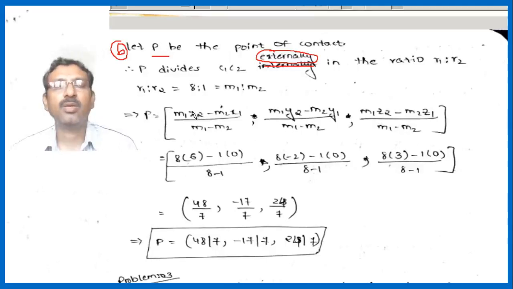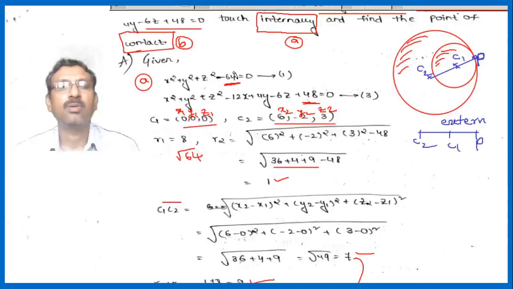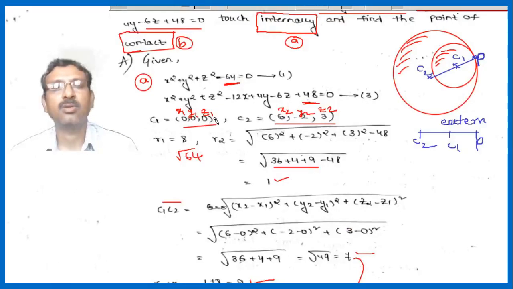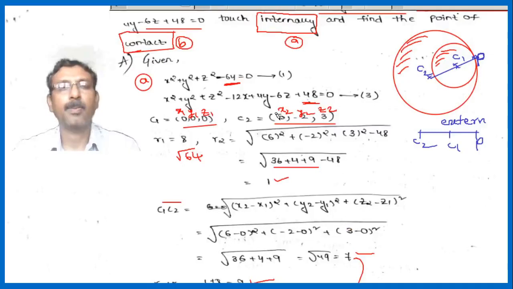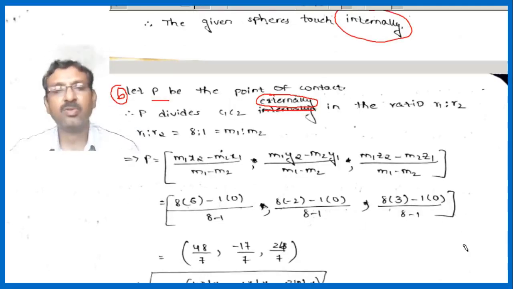Okay, we substitute x1 y1 z1 and x2 y2 z2 values over here. These values are here. So substitute these values: 8 into 6 minus 1 into 0, here 8 into minus 2 minus 1 into 0, 8 into 3 minus 1 into 0. Here the denominators are 8 minus 1, which equals 7.